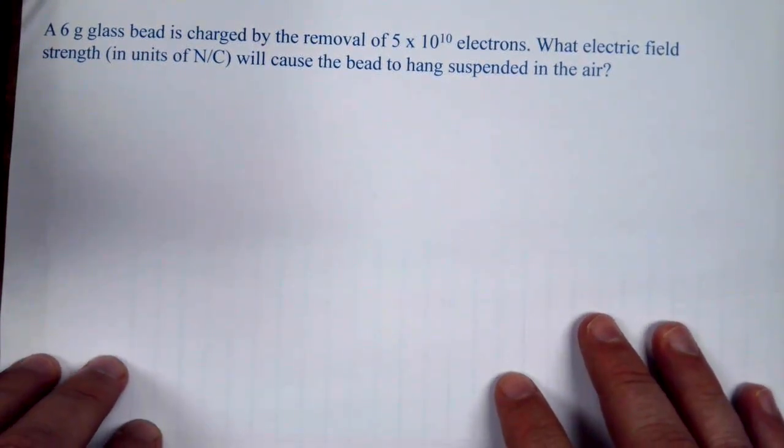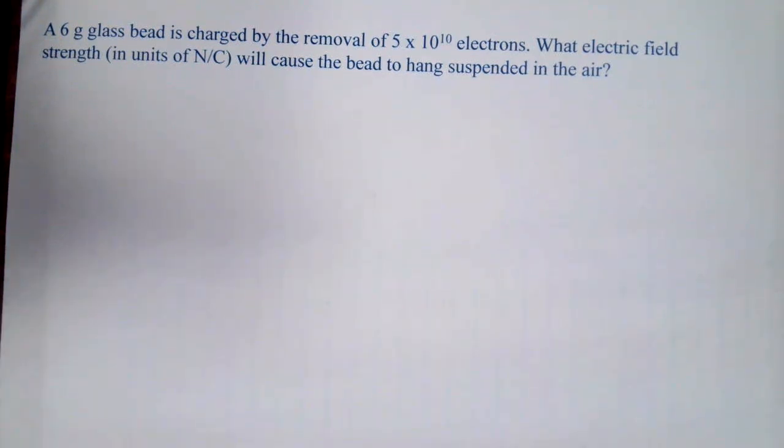Okay, so now we have another problem where we have multiple forces going on. In this case, we have a small glass bead, and it's charged by the removal of 5 times 10 to the 10th electrons. So the question then is, what electric field strength, in units of newtons per coulomb, will cause the bead to hang suspended in the air?